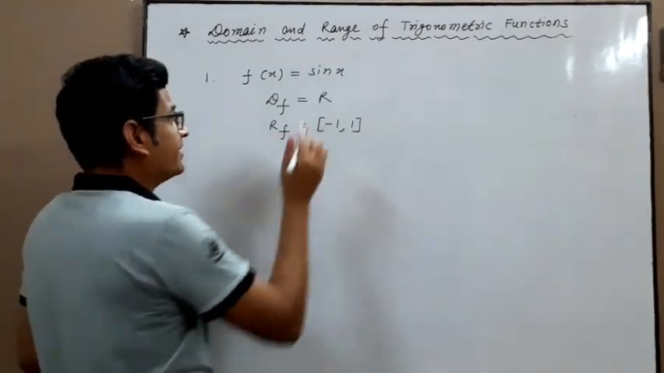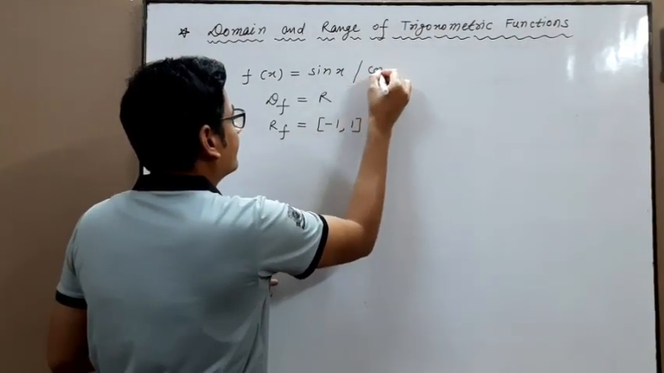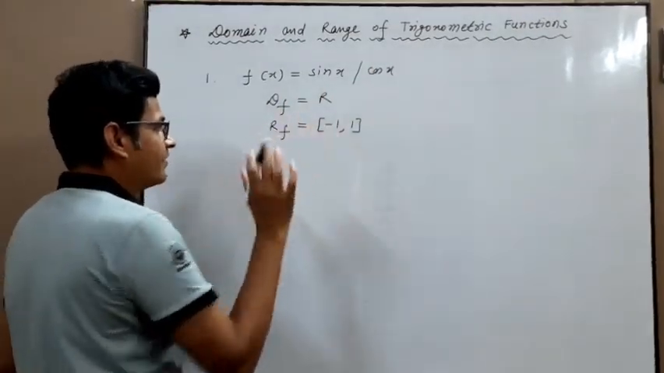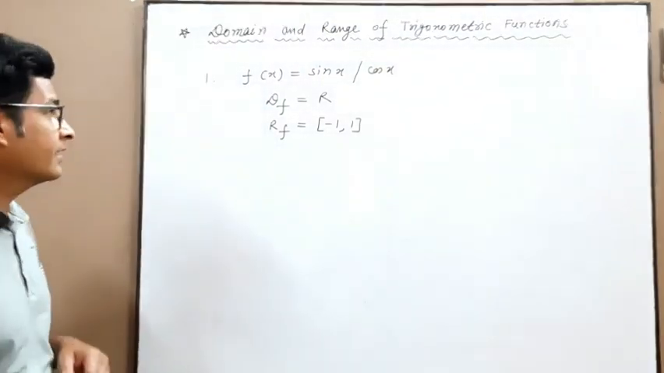And the same thing for cos also. The domain of the cosine function is R and the range of the cosine function is [-1, 1].